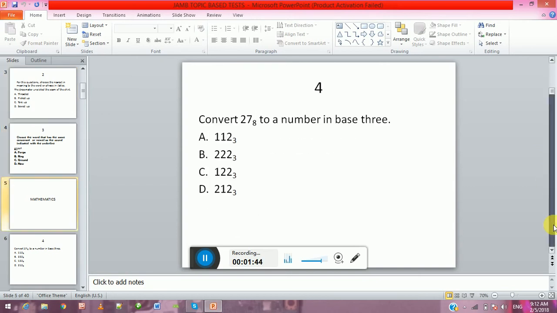Now I get to mathematics. Convert 27 base 8 to a number in base 3. A. 112 base 3. B. 223 base 3. C. 122 base 3. D. 212 base 3.